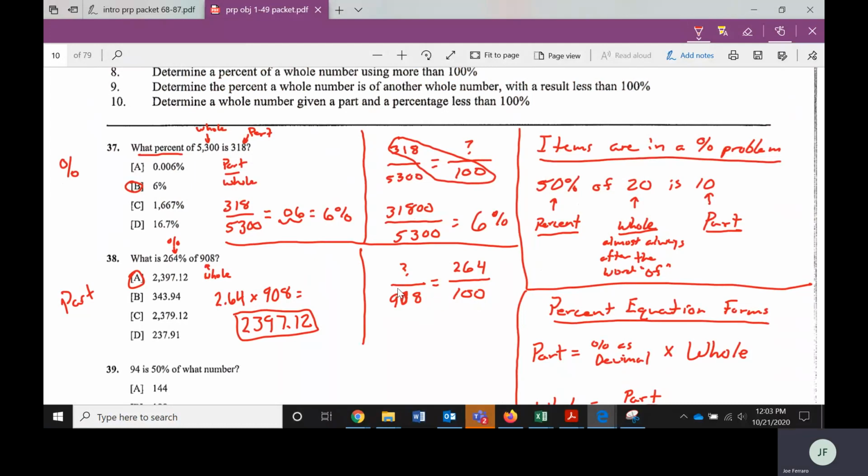So cross multiply and divide. Take the diagonal with two numbers and multiply: 908 times 264. It's going to be a big number, 239,712. We're going to divide that by the other number, which in this case is 100, and we still get that same answer.